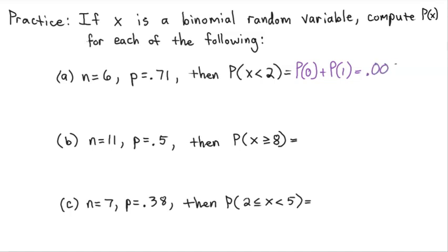0.0093. All right. Now this one, part B, it says if n is 11 trials and the probability is 0.5, and remember 0.5 is the same thing as a coin flip, then what is the probability that x is greater than or equal to 8? So this one's going to include 8 and then everything larger than 8. So that's 8, then 9, then 10, and 11. So it's going to be the probability of 8 plus the probability of 9 plus the probability of 10 plus the probability of 11.